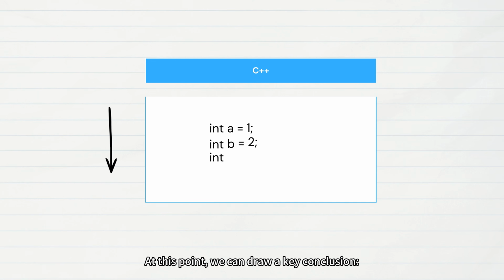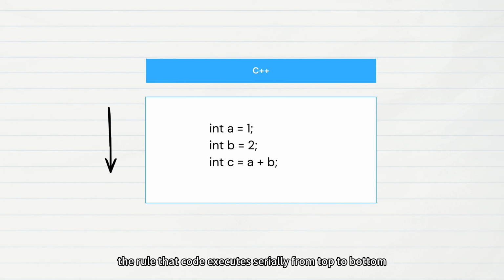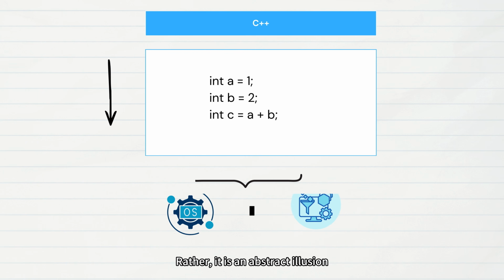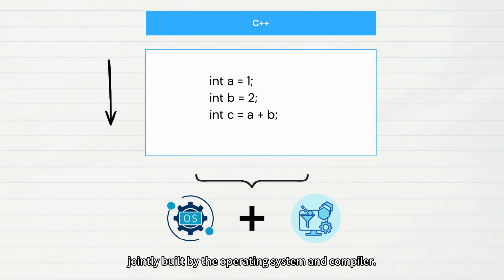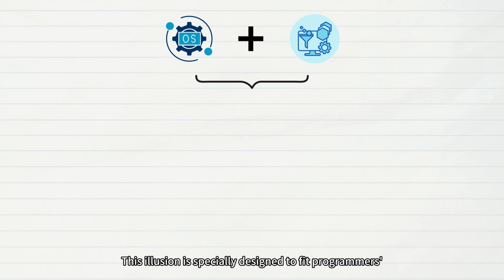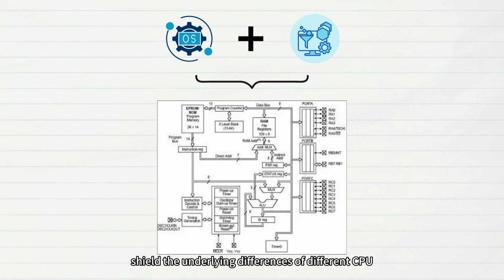At this point, we can draw a key conclusion. The rule that code executes serially from top to bottom is not a hardware native rule. Rather, it is an abstract illusion jointly built by the operating system and compiler. This illusion is specially designed to fit programmers' thinking habits, shield the underlying differences of different CPU architectures, and lower the barriers to development, debugging, and collaboration, allowing us to focus on business logic without worrying about low-level hardware details.